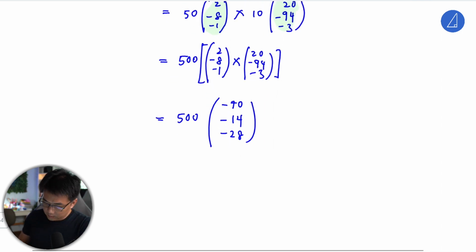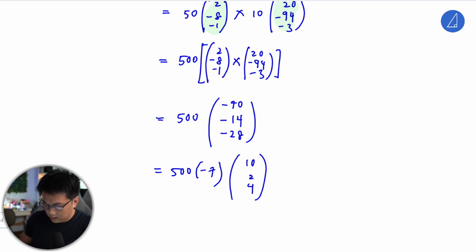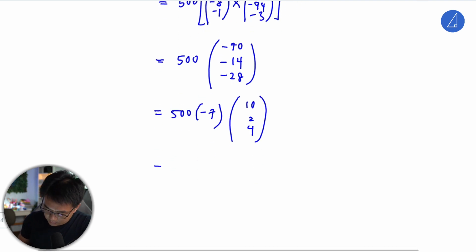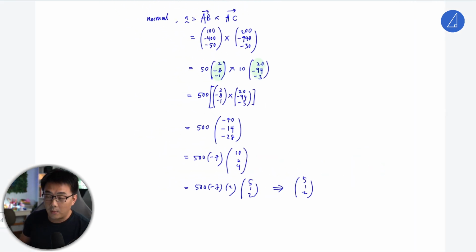Then what I'm going to do is I just take out the -7 as well. So this will be 10, 2, 4. Oh, we could just take another 2 out as well. So we can take out 14. Okay, this is 500 -17, 2, 512. So actually what we want is just 512. The direction which is parallel to the normal is just 512. Just take the simplified form, which is 512. All right, just take this. The scalar multiple, we don't really need to care.